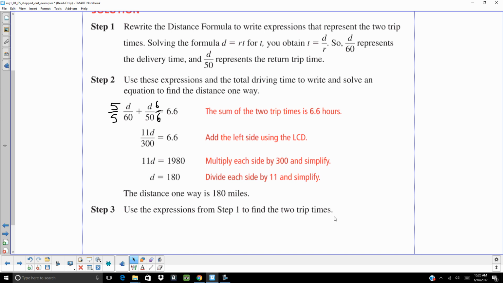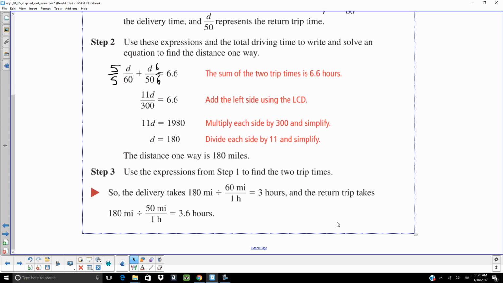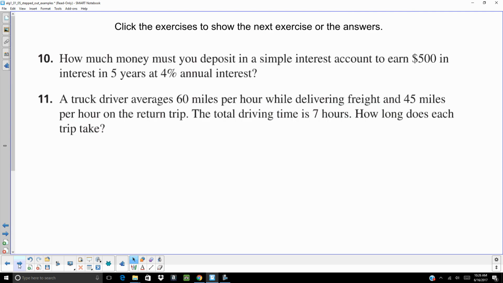Using the expression from step 1, find the trip times. 3 hours there, 3.6 hours back. All right, take a second, hit pause, try these two on your own. When you are done, hit the pause button again.